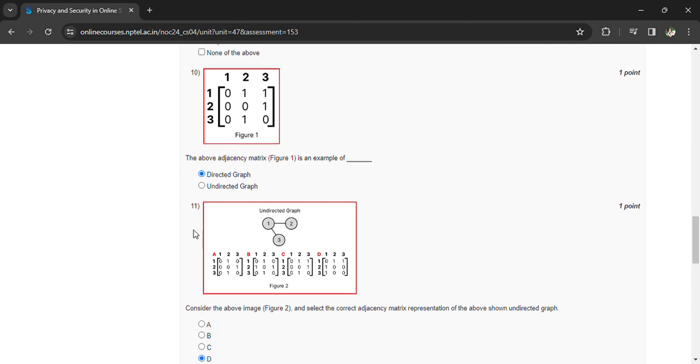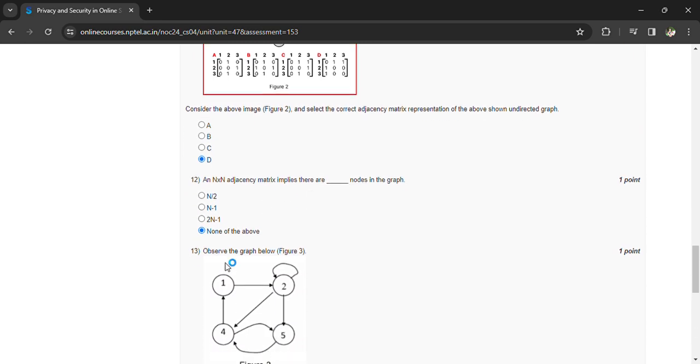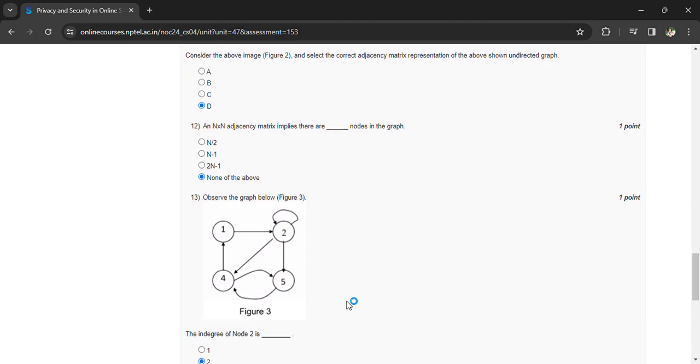And coming to the 11th question, if you see here the undirected graph, which is relevant to the adjacency matrix. And if an n by n adjacency matrix implies there are n nodes in the graph, so none of the options are n. Observe the graph below. Here we have 1, 2, 3, 4.